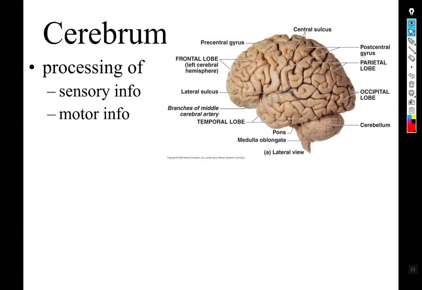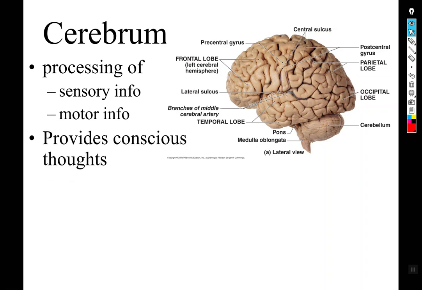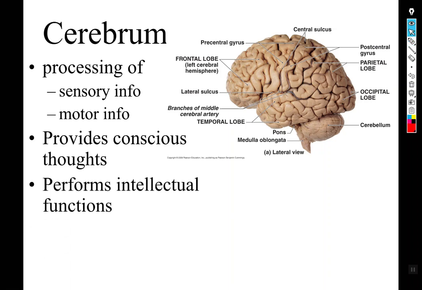In a broad sense, the cerebrum is responsible for processing sensory and motor information. Which it does depends on where on the cortex you are, so we'll go through each area of the cortex piece by piece. It also provides conscious thought, specifically here. Your frontal lobe has the prefrontal cortex, which is where most higher cognition occurs, and thereby allows you to perform intellectual functions like thinking, knowing your social status, deciding who you like or don't like, those kinds of things.